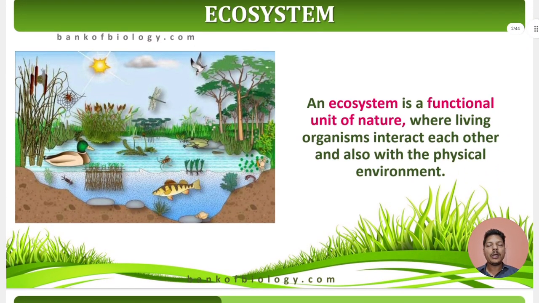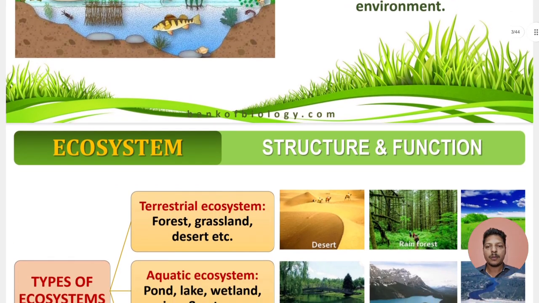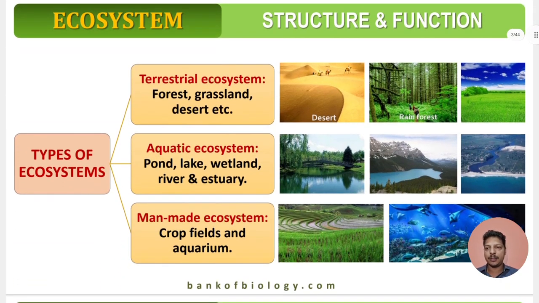Here, what do you mean by ecosystem? Now, ecosystem is a functional unit of nature where living organisms interact with each other and also with the physical environment, that is their surrounding environment.